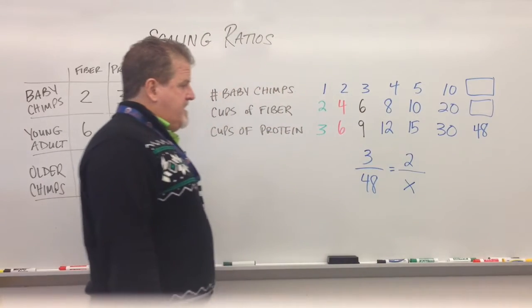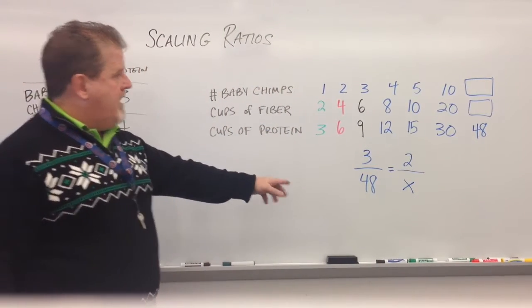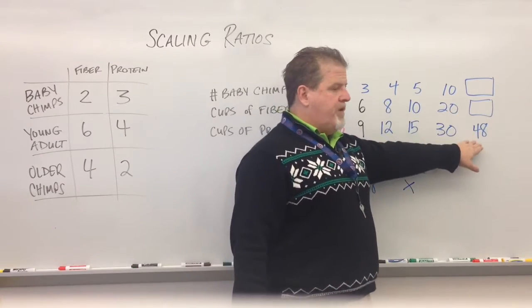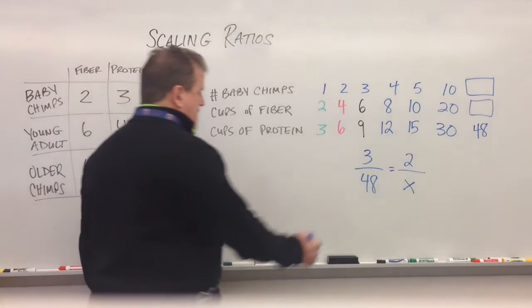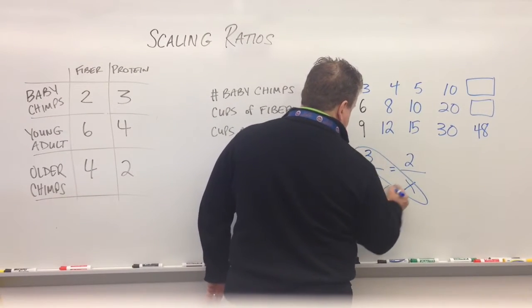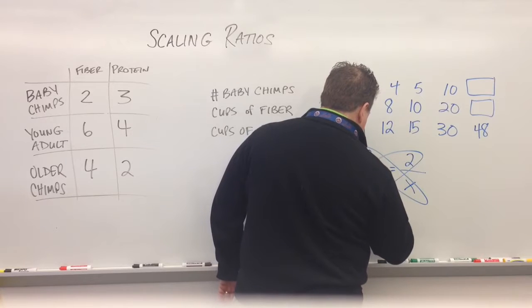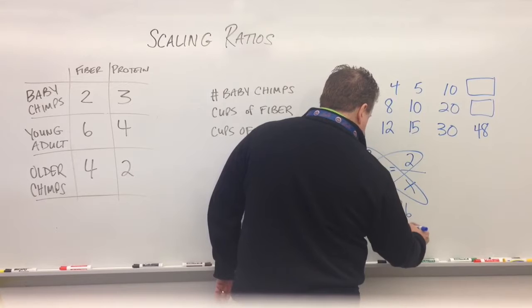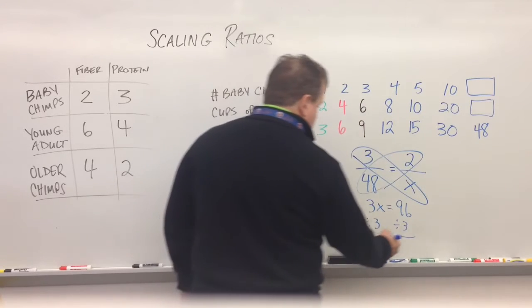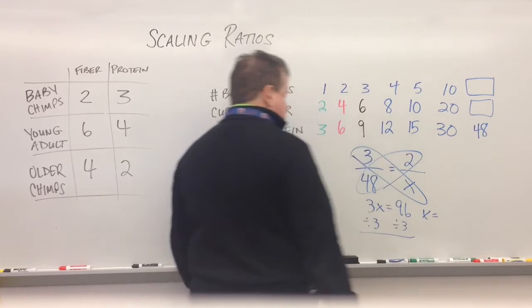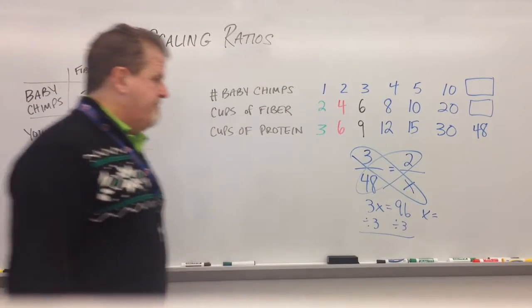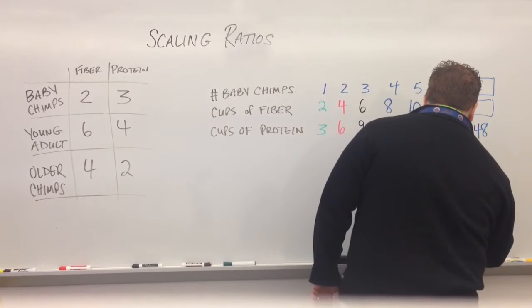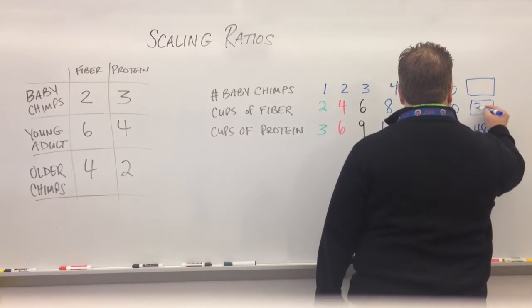We don't know how many chimps that is yet, but can we at least figure out how many cups of high fiber should go with 48 cups of high protein? Yes. Okay, and if we cross multiply, we get 3x equals 96. And then divide by 2. If we divide both sides by the number in front of the variable, which is 3, we get x equals, what's 96 divided by 3? Anybody? 31. Or 32. Yeah, 32. So that would be 32.